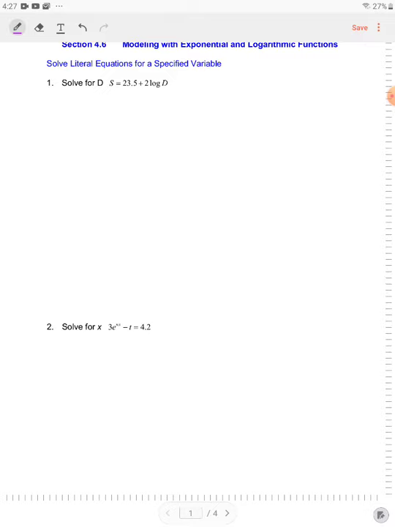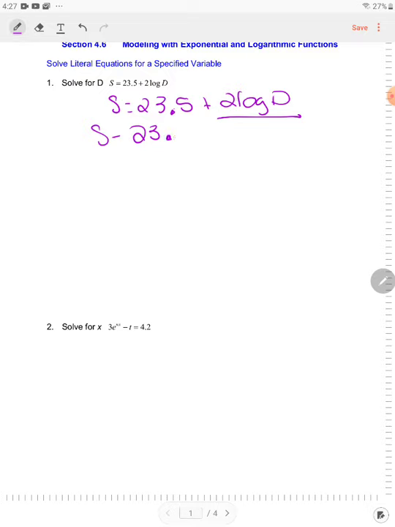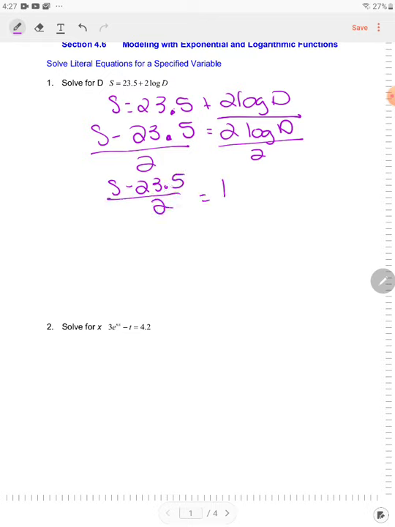So number one, we want to solve for the letter D. Now be careful because you have to watch out if it's lowercase or uppercase. So we have S is equal to 23.5 plus 2 log D. So we have to isolate this term. So subtract 23.5. Then we'll divide by 2. We have S minus 23.5 divided by 2 equals log D.